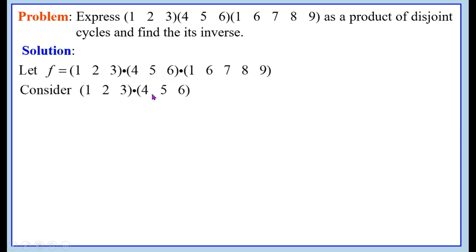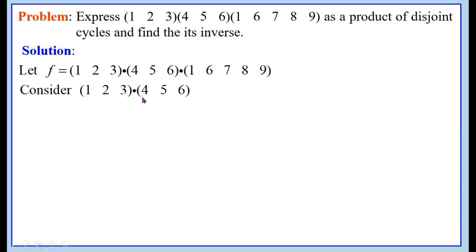Consider (1 2 3)(4 5 6). If you consider the product, here we have 1, 2, 3, 4, 5, 6, 7, 8, 9. That is, the product is defined on 9 symbols, that is 1 to 9. Consider the first cycle. It has only 3 elements, namely 1, 2, 3. What about the rest of the 6 elements? They are all identity permutations. 1 goes to 2, 2 goes to 3, then 3 goes to 1. What about 4, 5, 6, 7, 8, 9? They are all identity permutations.